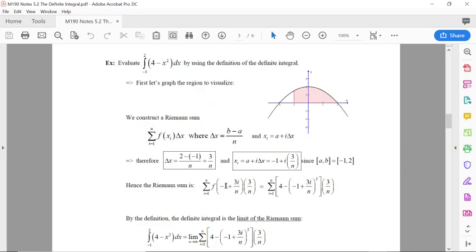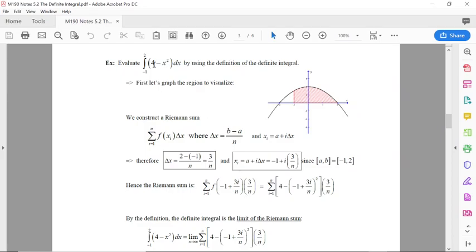We plug our xi stars into the function f. That's why I'm writing f of -1 plus 3i over n. That's our f of xi stars, times 3 over n. Again, geometrically, for each one of these xi stars that we evaluated at, f of -1 plus 3i over n, that's the height of a rectangle. And 3 over n is the width of the rectangle. And so we're taking the product of those two, which is an area.